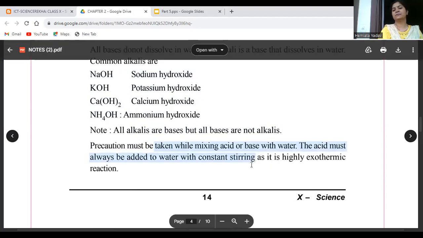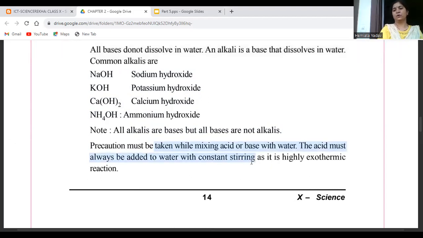Precautions must be taken while mixing acid or bases with water. Acid must always be added to water. ये आपको पता है. और continuous stirring करते रहेंगे और हम हमेशा एसिड को ही पानी से मिलाते हैं, because highly exothermic reaction होता है, splash हो सकता है, burn हो सकता है, तो हमें हमेशा एसिड को ही वाटर से मिलाना होता है.